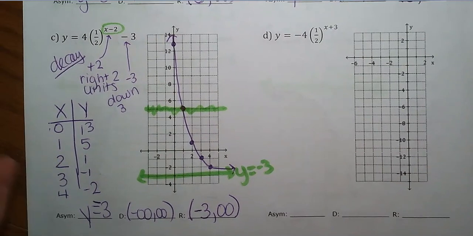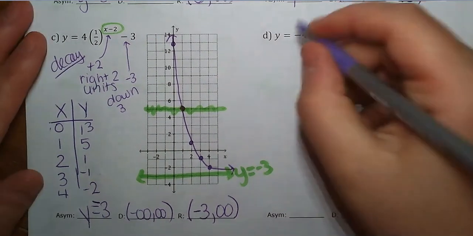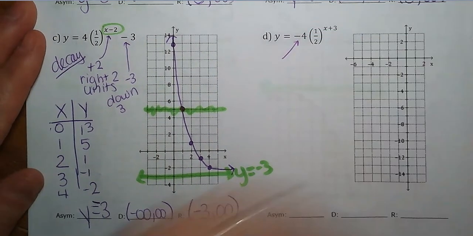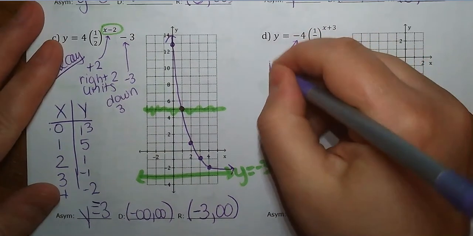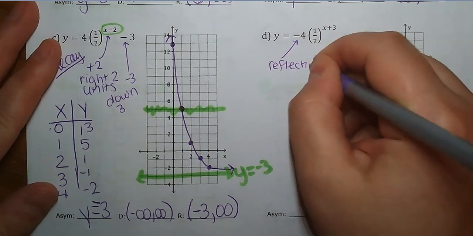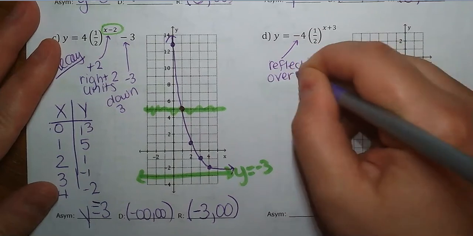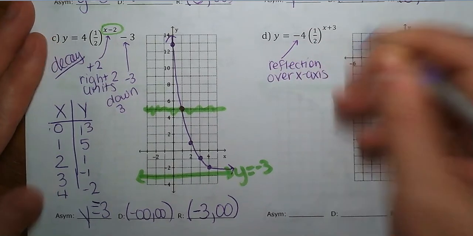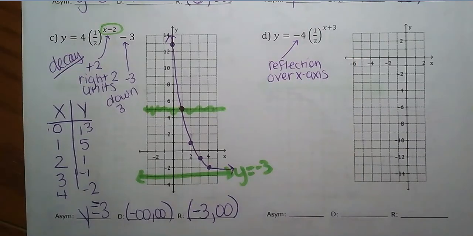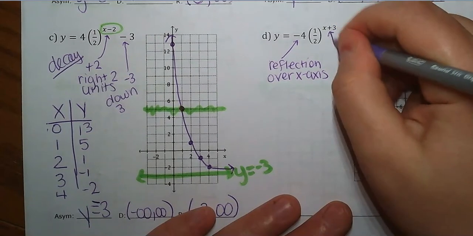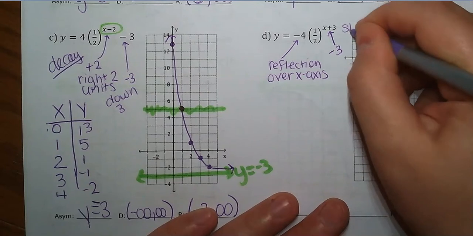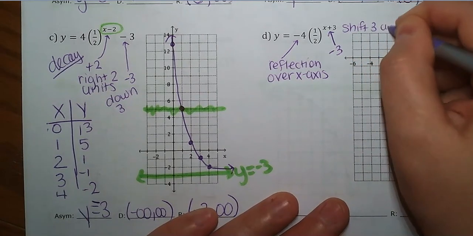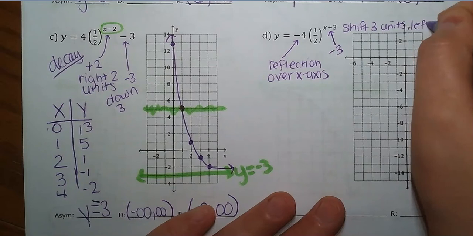And one more graph we're going to do here really quickly. This has 2 things going on. So if I'm just thinking of the graph of y equals 4 times 1/2 to the x, that negative is going to be a reflection over the x-axis. So that's going to take the graph and flip it down. And that exponent, opposite of what that looks like, that would be a -3. This is going to shift 3 units left.